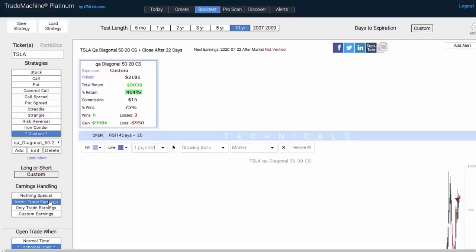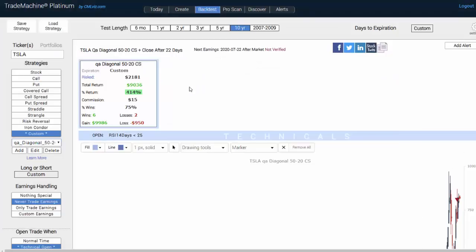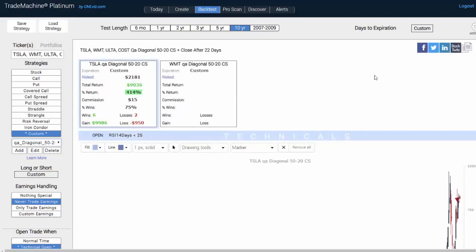We're avoiding earnings, buying a diagonal call spread when the RSI dips below 25. We see 8 triggers, 6 wins, 2 losses, and a 414% return. And while we're here, I'm going to add 3 other stocks that I like to do this with. These are stocks that have a natural bid. That is, no matter how bad the market gets, at some point, each of these stocks have natural institutional buyers to pick up the pieces after they collapse. That will be Tesla, Walmart, Ulta, and Costco.